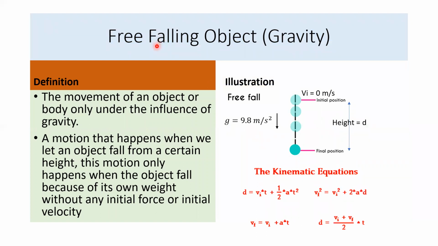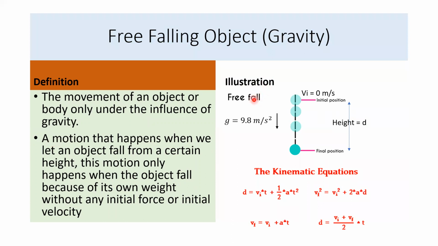The next unit in kinematics is about free-falling objects, or free-falling due to gravity. Relating to the definition, a free-falling object is the movement of an object or body only under the influence of gravity. It is a motion that happens when we let an object fall from a certain height. This motion only happens when the object falls because of its own weight, without any initial force or initial velocity.